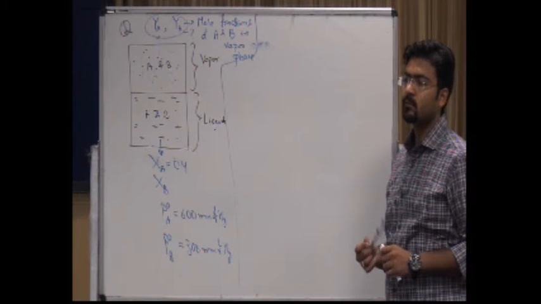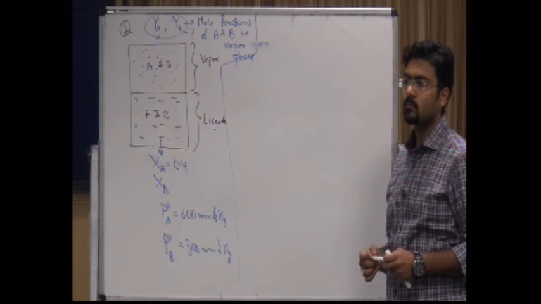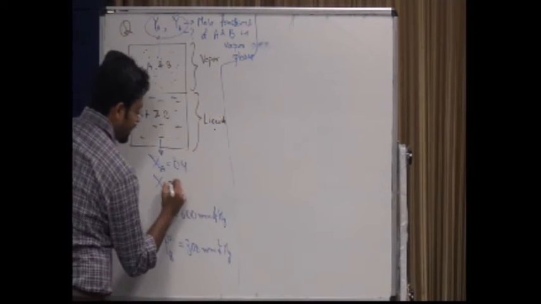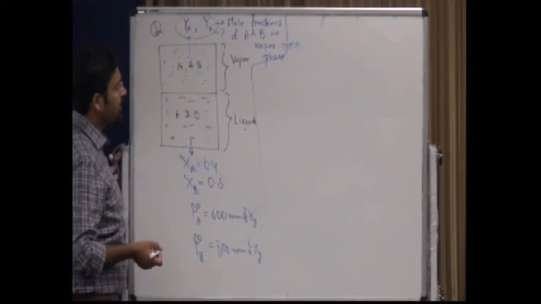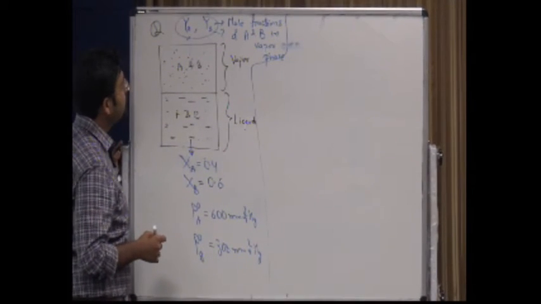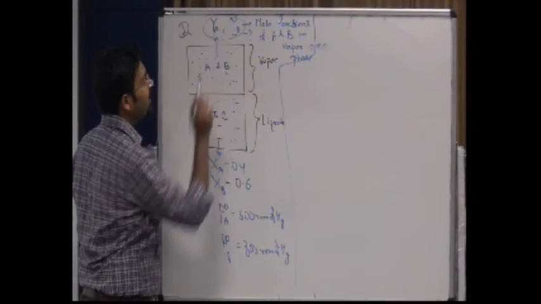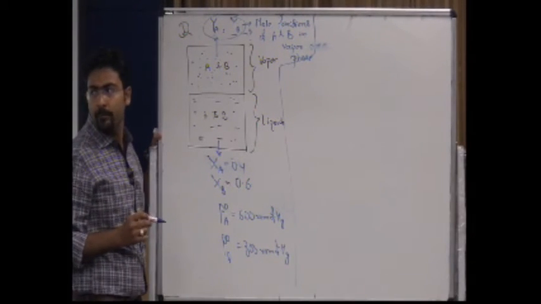Shall we discuss? Done? Okay. This is pretty obvious. If this is 0.4, this will be 0.6. That's not a challenge. The main challenge is to what this YA and YB can relate to, right?